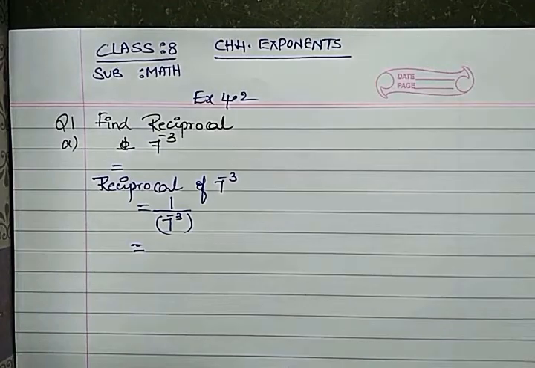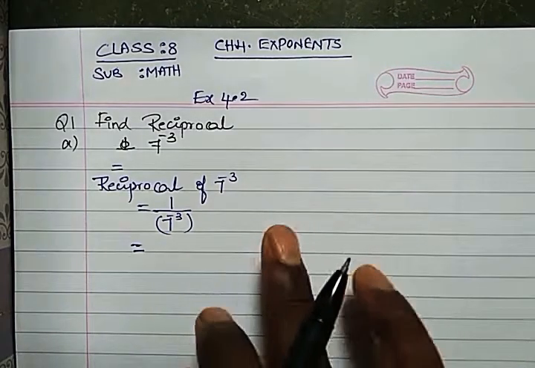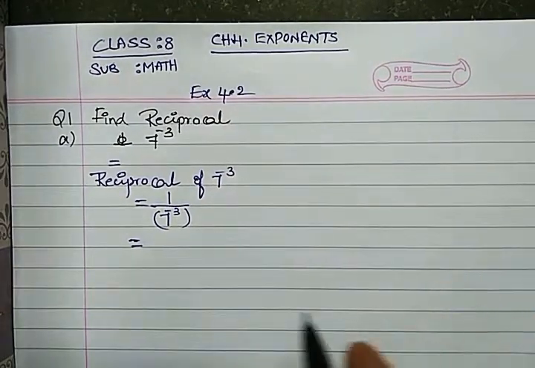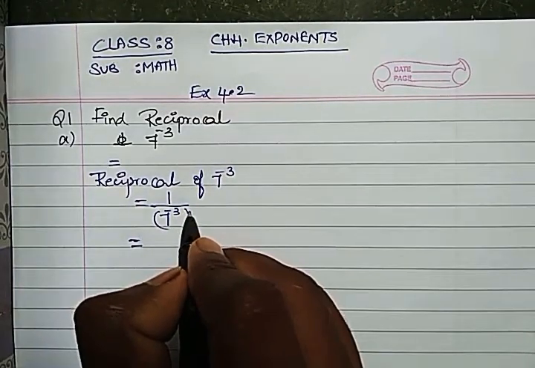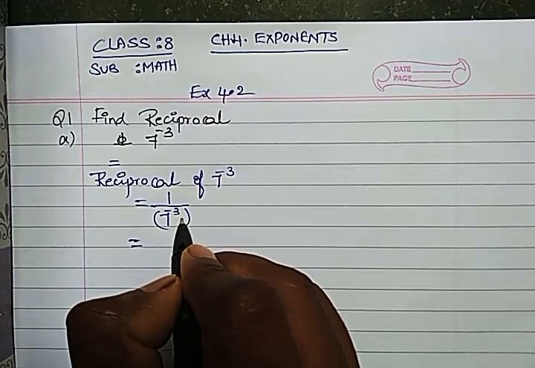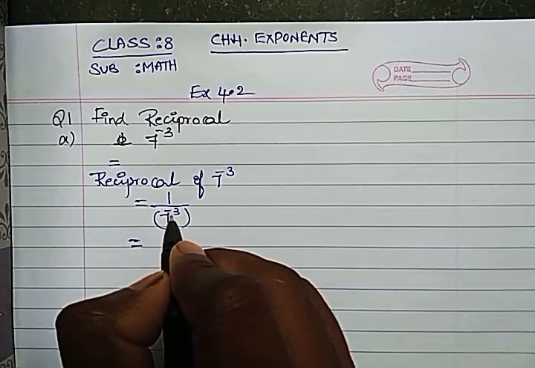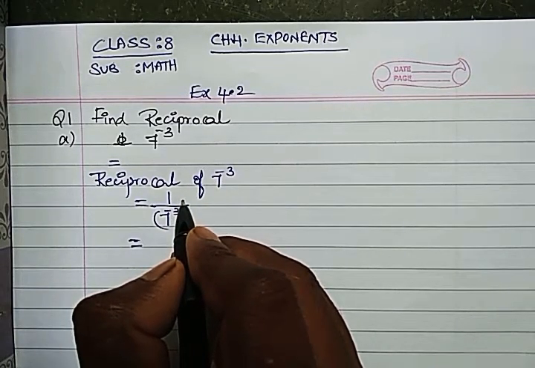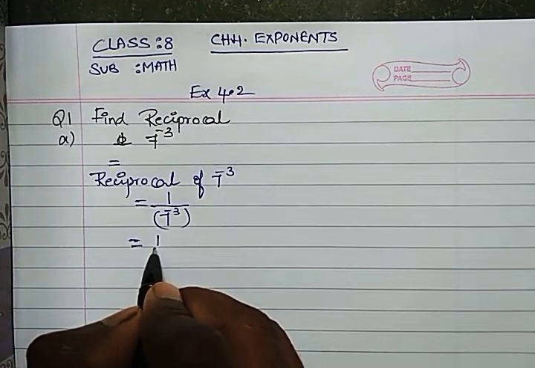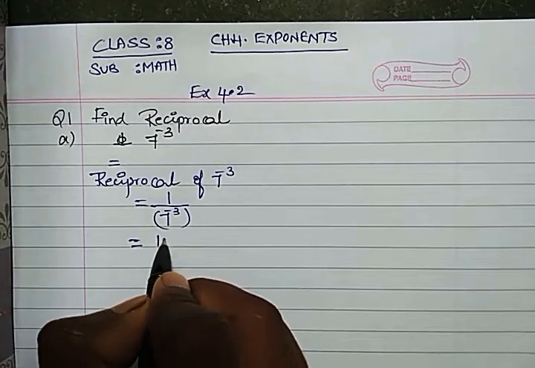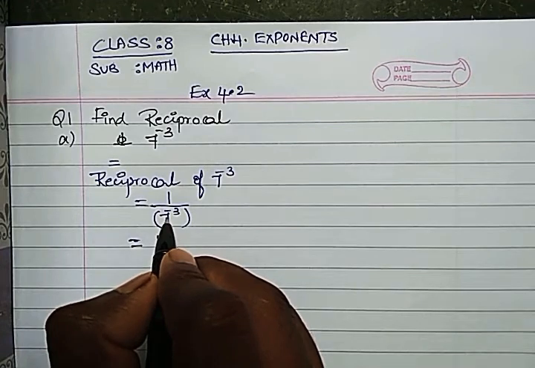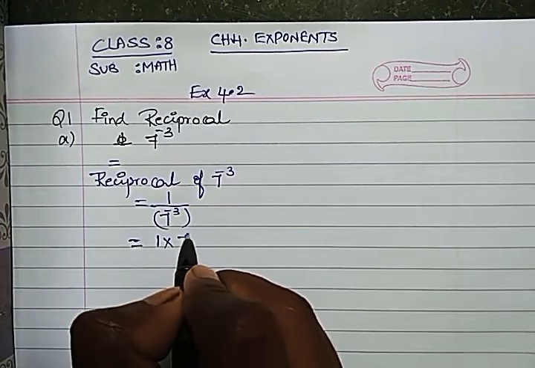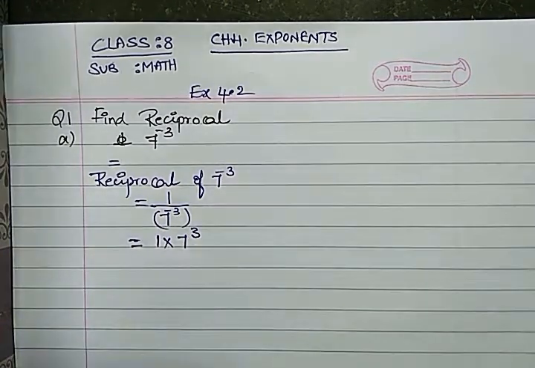Second step, now onwards we will apply the laws of exponents. What is the law of exponent? If a negative exponent is there in the denominator, when it comes to the numerator it becomes positive. So now we can write it as 1 into 7 power minus 3, when it comes upside it becomes 7 power 3.